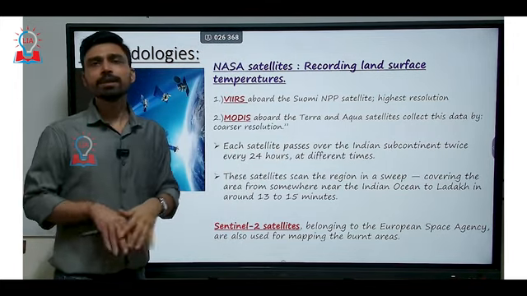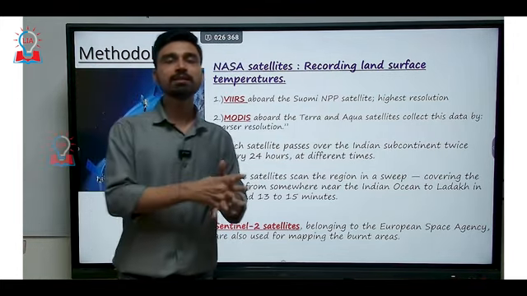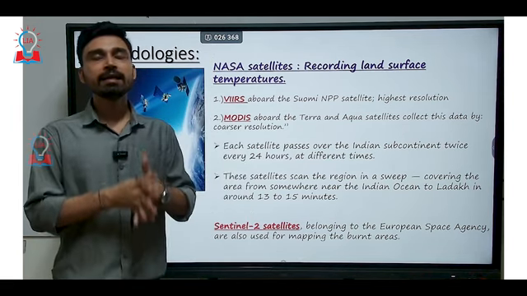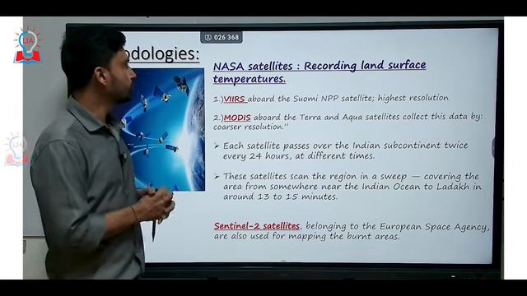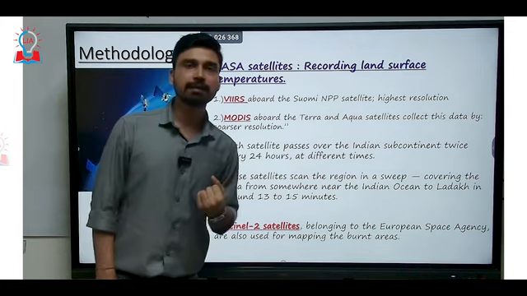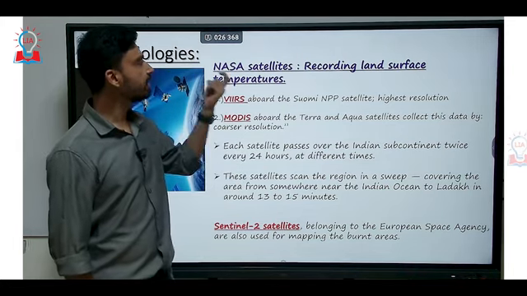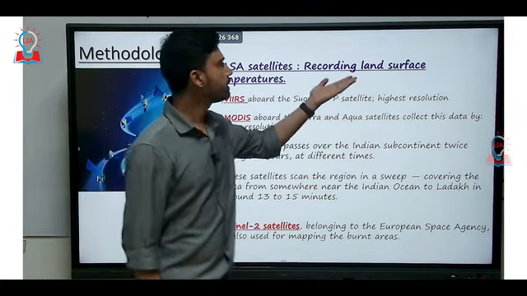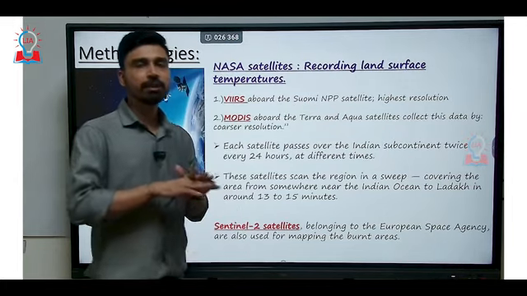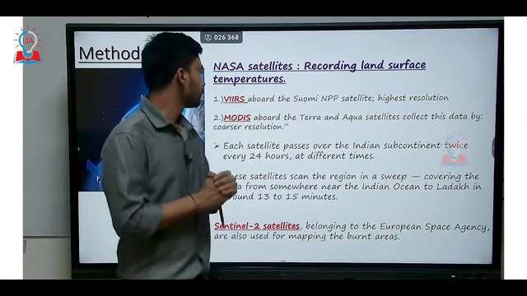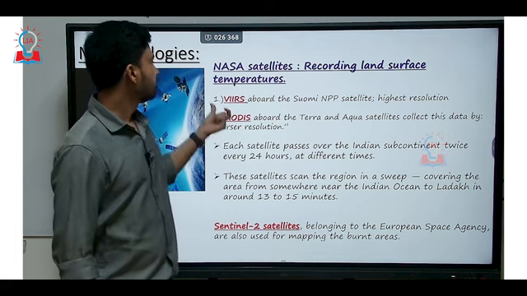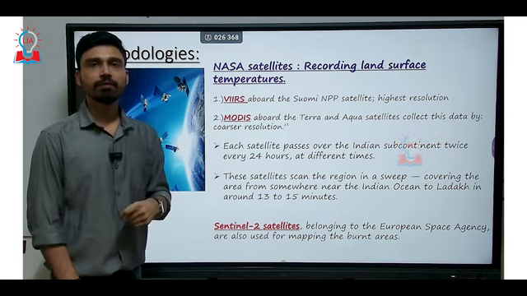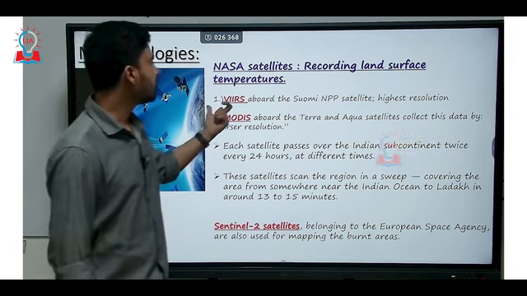Now, let us try to understand in detail the methodology that is used by this particular organization, that is IARI, the Indian Agricultural Research Institute. So, it is using satellites, for example, NASA satellites. These NASA satellites basically record the land surface temperature at different places on the earth. And within these satellites, there are a lot of different instruments. For example, one instrument that is called VIIRS.